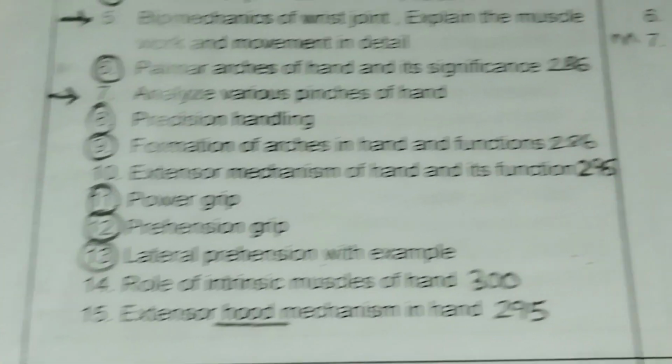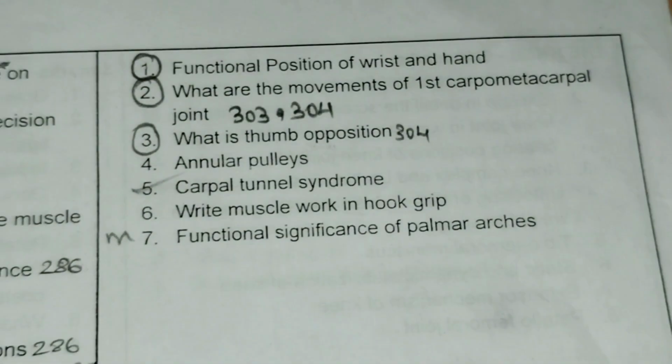Next, the important 3 marks questions are: the first one, functional position of wrist and hand. Yes, this is repeated. Second one, what are the movements of first carpometacarpal joint. Third one, what is thumb opposition? Fourth one, annular pulleys. Fifth one, carpal tunnel syndrome. Sixth one, right muscle work in hook grip. And the last one is functional significance of palmar arch. And finally, we are done with this chapter also.